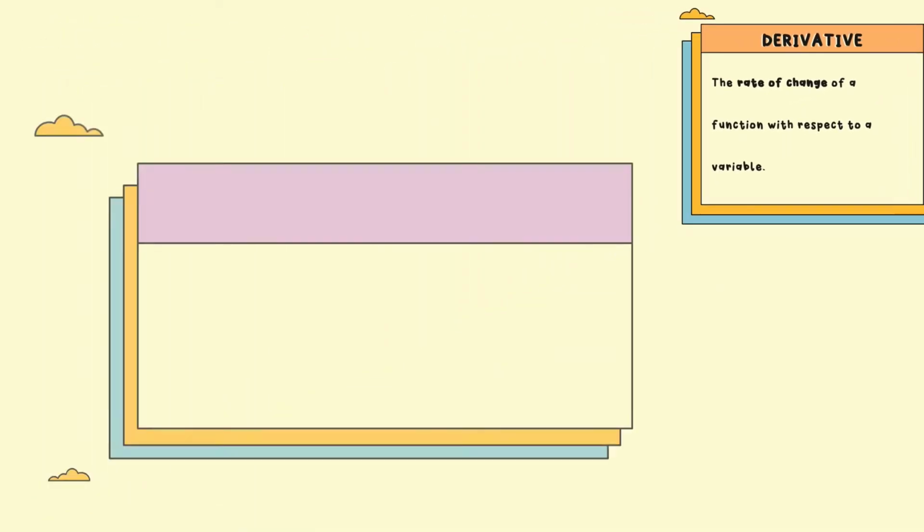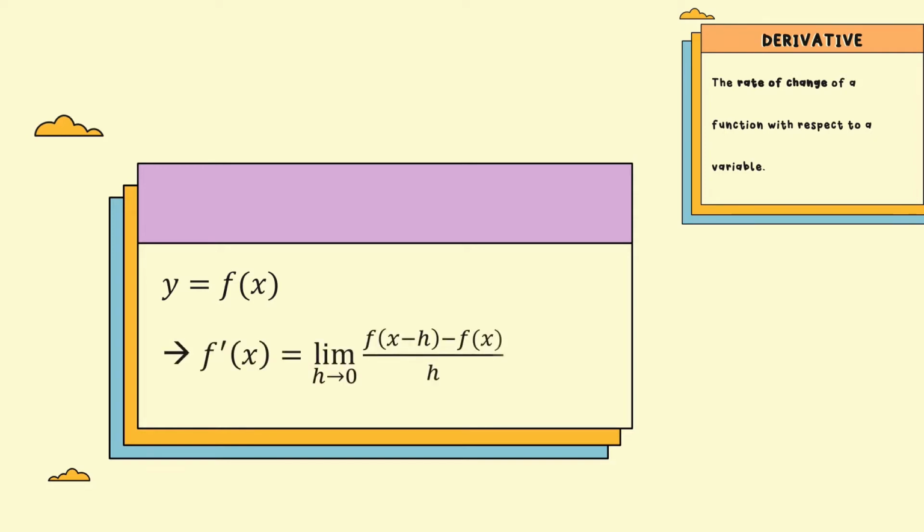For example, the derivative of a function y equals f(x) of a variable x is a measure of the rate at which the value y of the function changes with respect to the change of the variable x. It is called the derivative of y with respect to x.